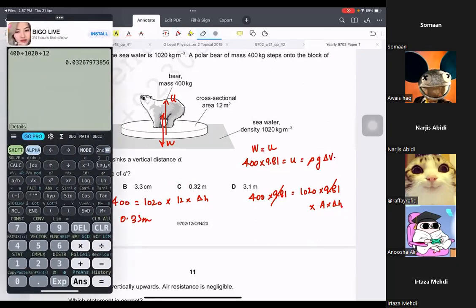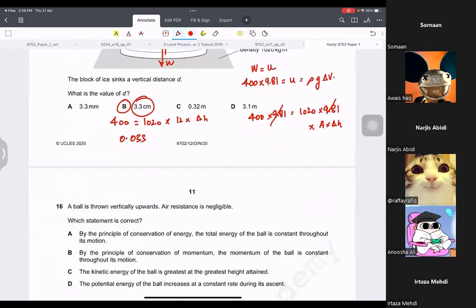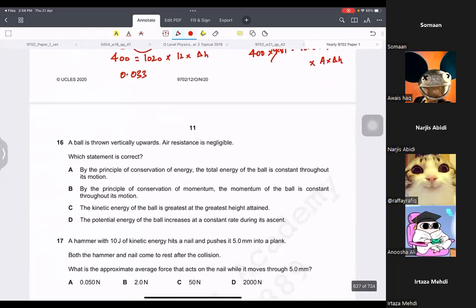Okay, one second, let me. Oh yes, it was 0.03. 0.033, which is this then. Multiply by 100, centimeter will come, right? That's cool. Okay, the ball thrown vertically upwards, the resistance.